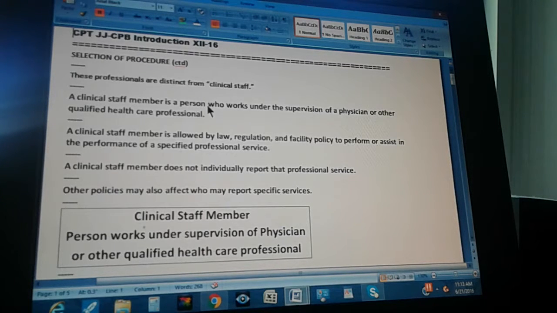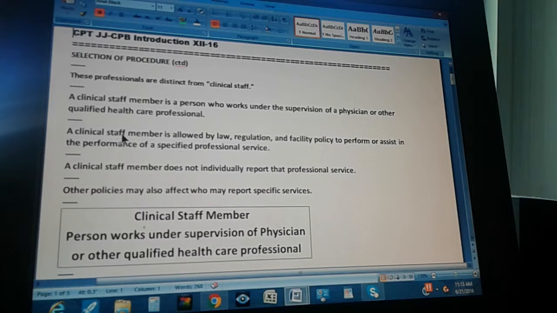There has to be a physician or a qualified healthcare professional present when the procedure is going on, and the other staff that just help him, those are the clinical staff members. So that's what we're talking about, the people who help the qualified health professionals, which is a physician or probably a nurse or somebody who has a degree that allows him or her to take care of the patient.